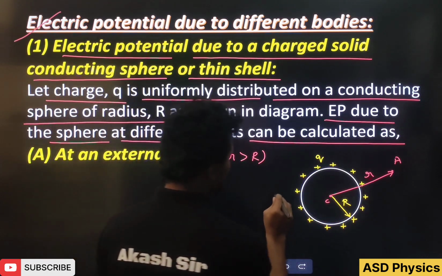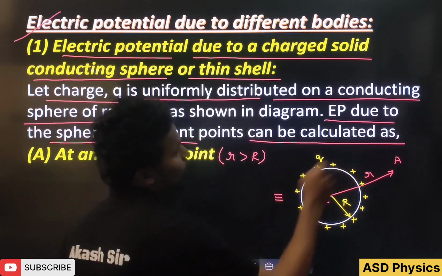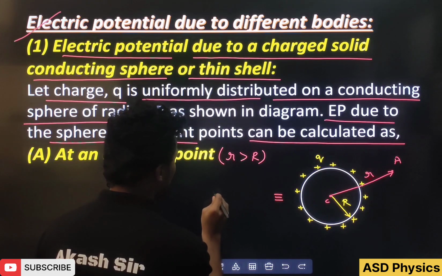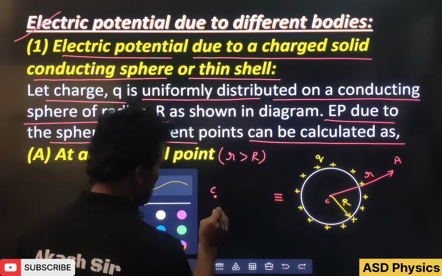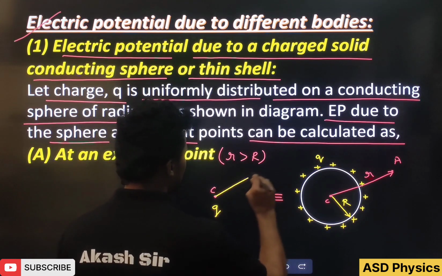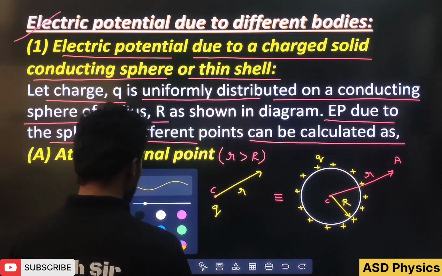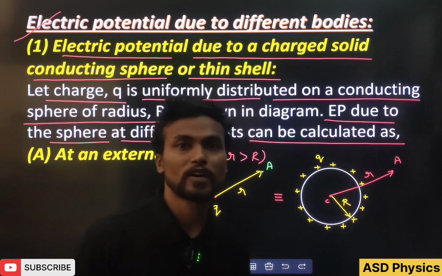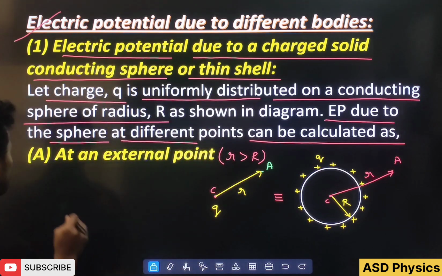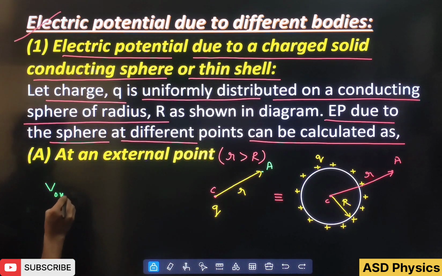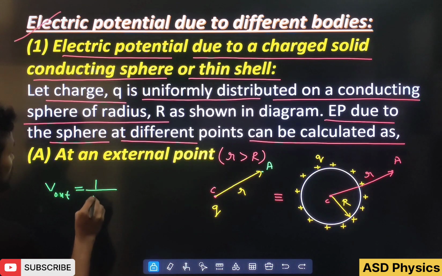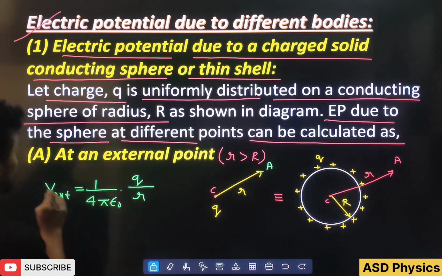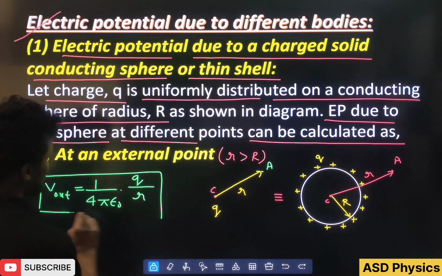So what happens in this situation, whenever my observation point is outside, the total charge of the sphere can be concentrated at the center. Where concentrated? At the center here. And this distance is how much? r, and here I want to calculate the potential at A. You know very well the potential due to a point charge formula. So what can we write here, students? Outside, or at point A, the potential is given by 1 by 4 pi epsilon naught into Q by r.